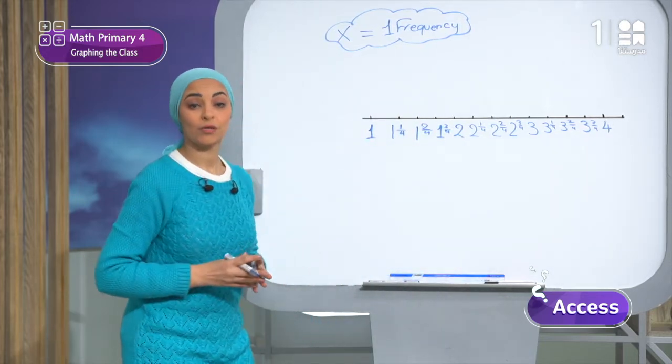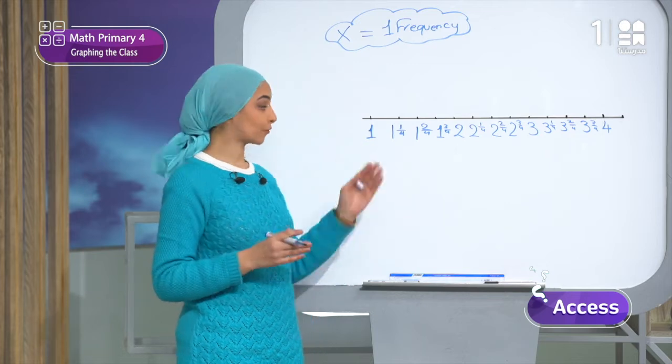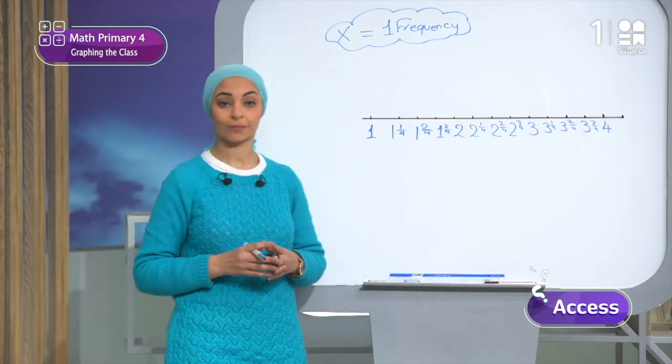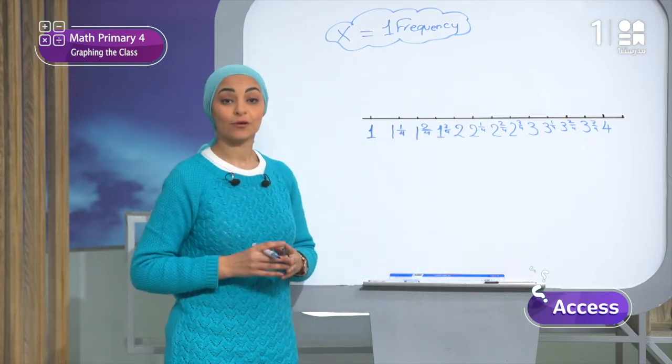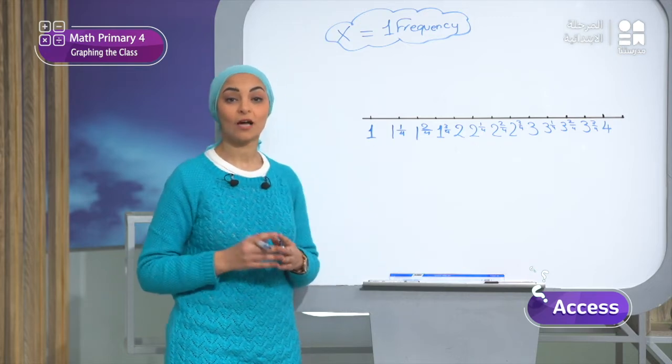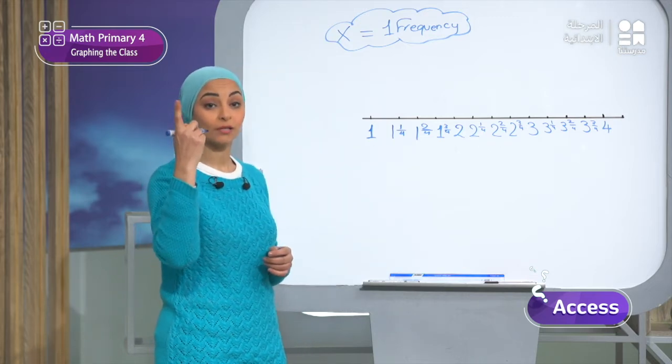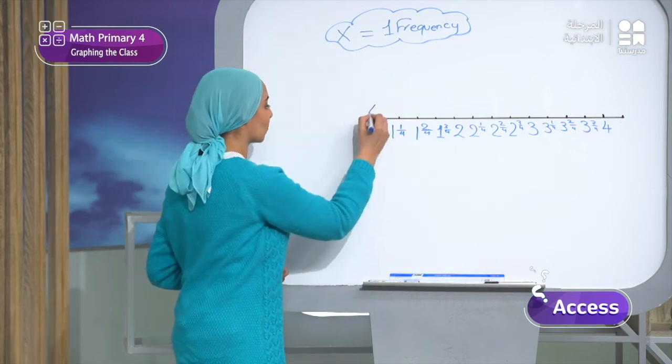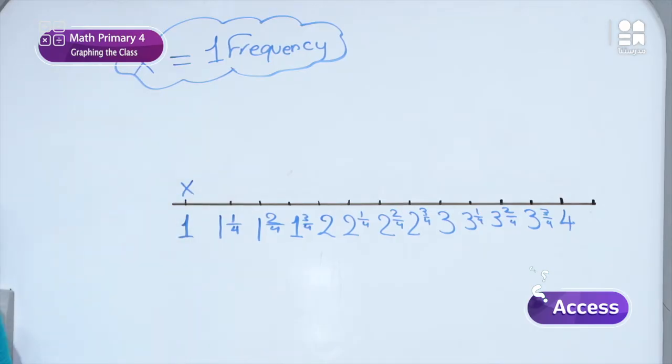Okay, then what should we do? احنا كده رسمنا كل line plot from 1 till I reach 4. Now let's add the marks for each number اللي هو ال x for each number. طب هنلاحظ ايه؟ هنلاحظ ان ال 1 repeated only one time. يبقى هاجي عند ال 1 وهكتب 1x. Okay?